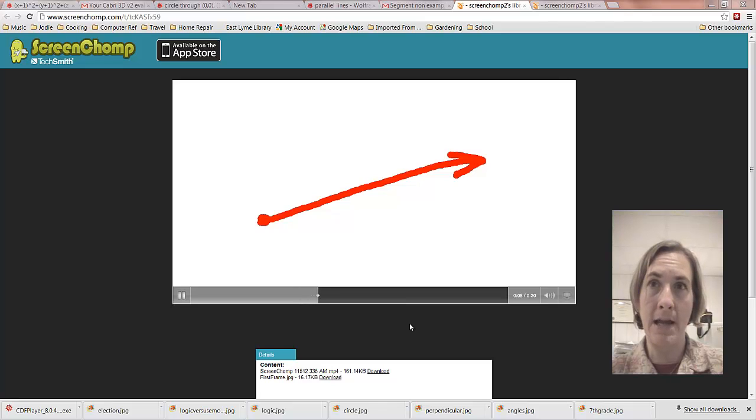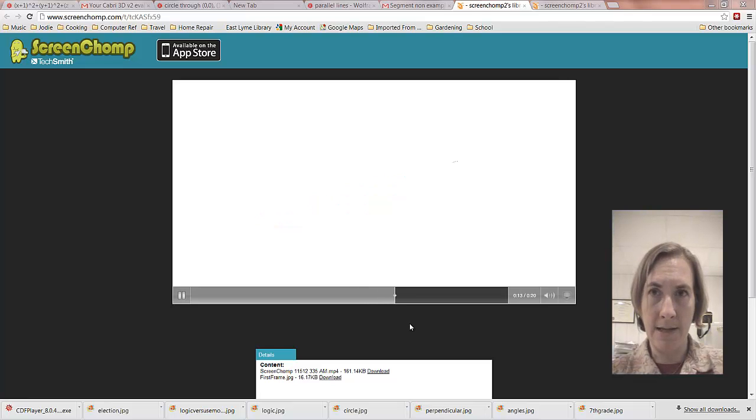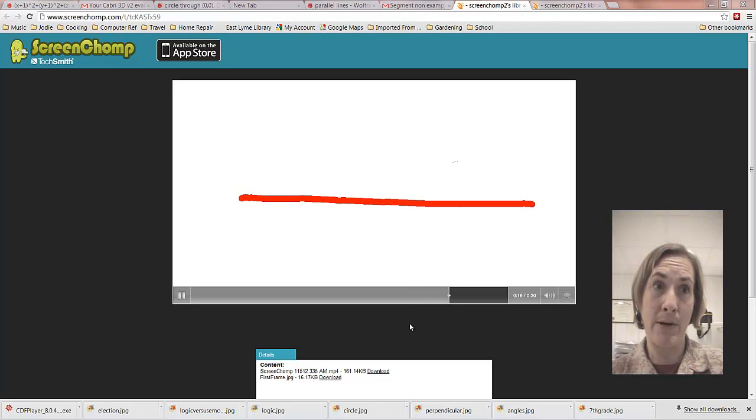This is not a line segment, because it is a ray. Rays only have one endpoint. This is not a line segment, because it is a line. Lines don't have endpoints.